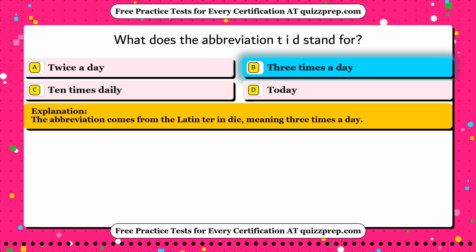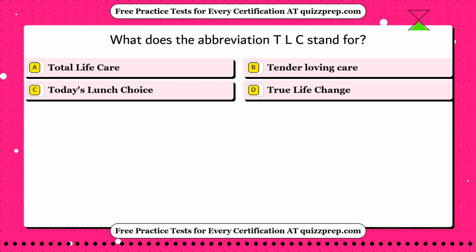The abbreviation comes from the Latin term ter in die, meaning 3 times a day. Question 121. What does the abbreviation TLC stand for? Option A, total life care. Option B, tender loving care. Option C, today's lunch choice. Option D, true life change.